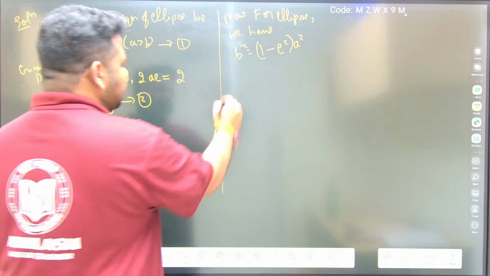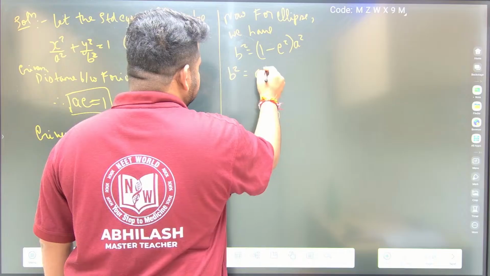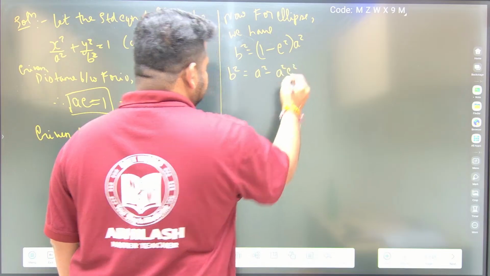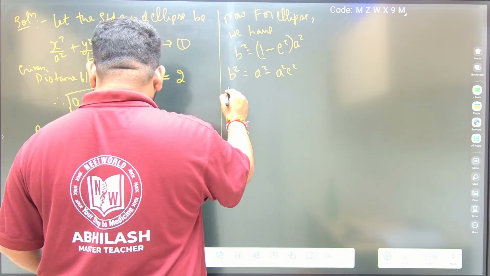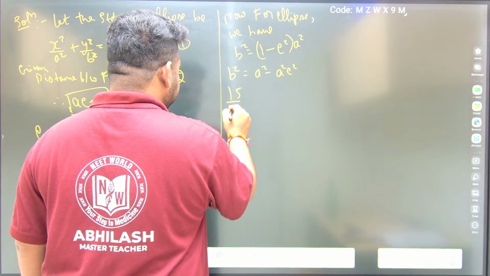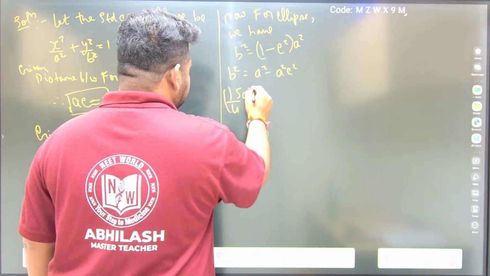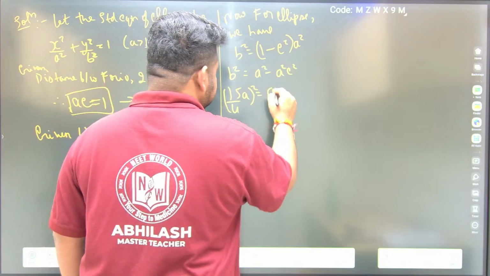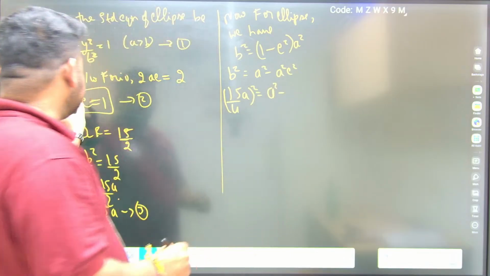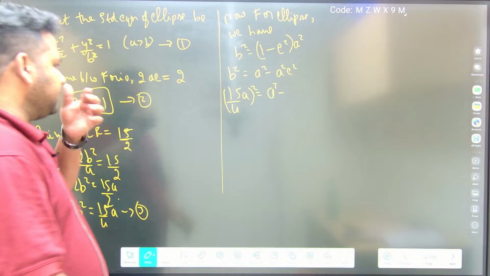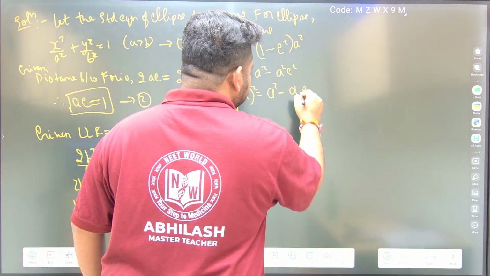Now what I will do, I will multiply this. b square is equal to a square minus a square e square. So what is the value of b square? 15 by 4 times a whole square. Okay, a square, let me keep it as it is. a square e square is what? That is ae whole square.